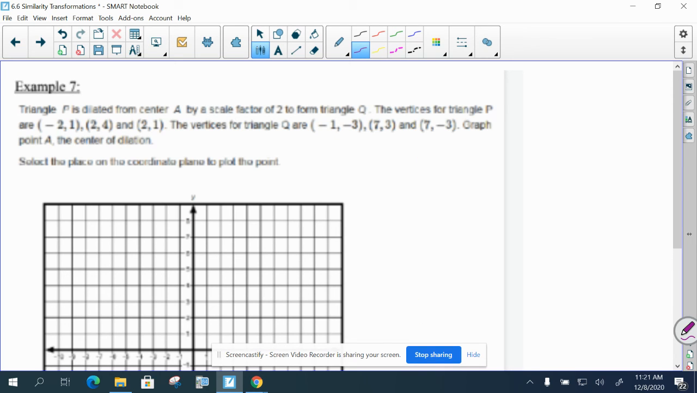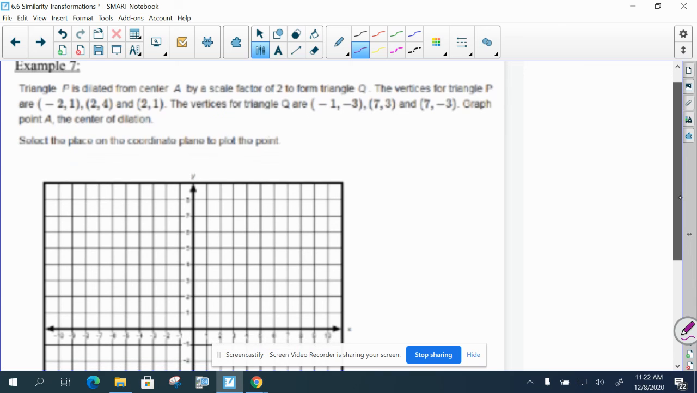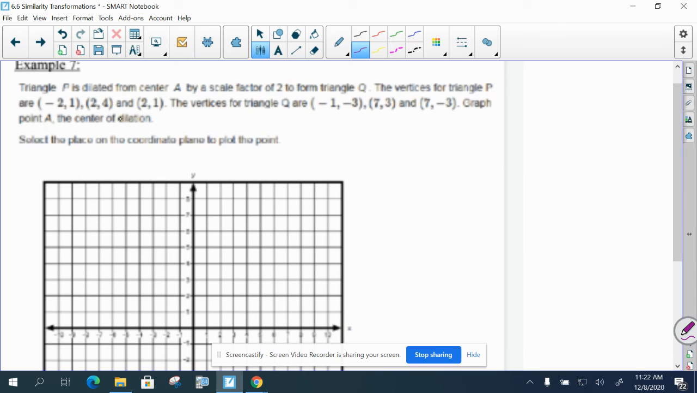So here's another example. Triangle P is dilated from center A by a scale factor of 2 to form the triangle Q. The vertices for triangle P are those ones. Okay, so let's go ahead and draw that triangle. It says graph point A, the center of dilation. All right, so it wants us to figure out what the center of dilation is based off of your pre-image and image points. So let's draw it. So (-2, 1), (2, 4), and (2, 1). All right, so we've got our right triangle. That should be easy to figure out.